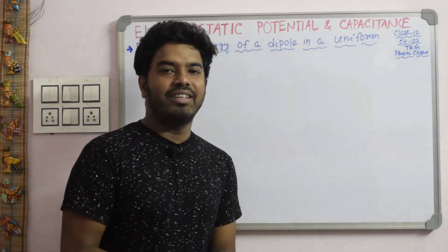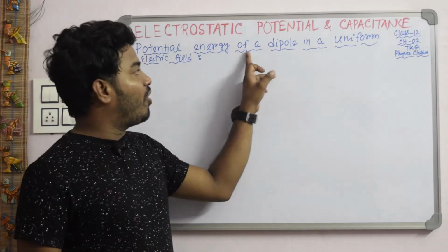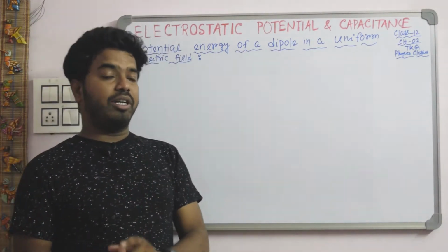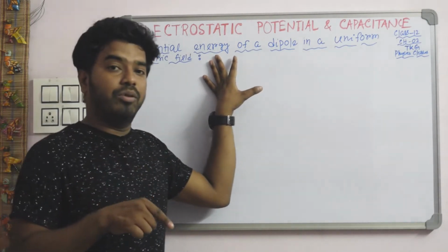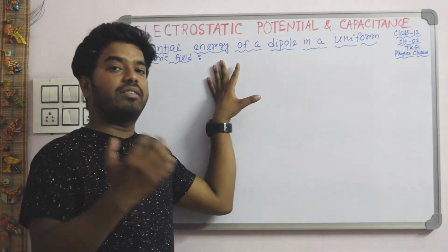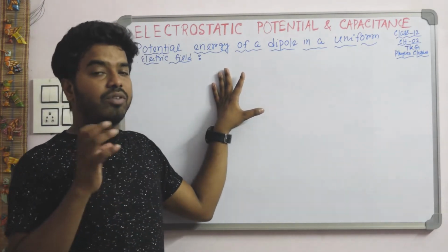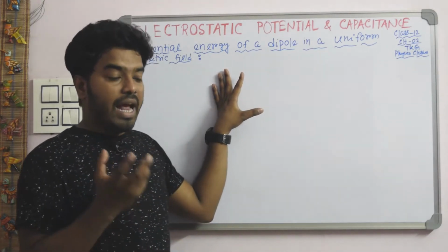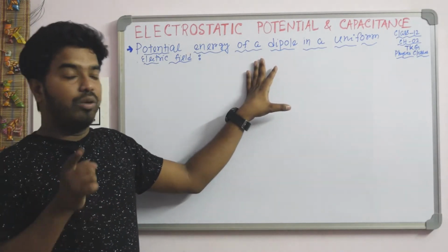Hello students. So today our topic is the electric potential energy of a dipole in a uniform electric field. In this chapter we have to derive the electric potential energy of a dipole which is placed in a uniform electric field. In the previous class, lecture number 3, we learned electric potential for various point charges, and here we have to calculate it for a dipole placed in a uniform electric field.